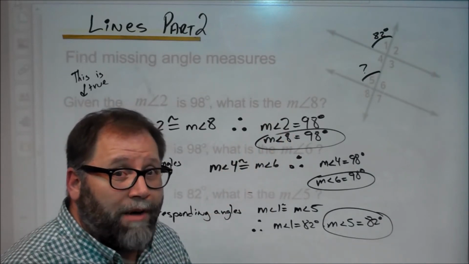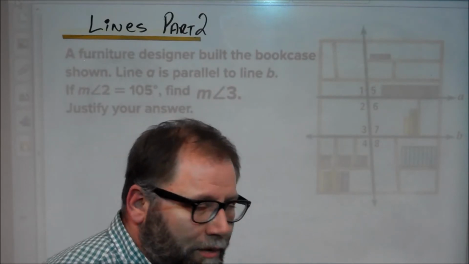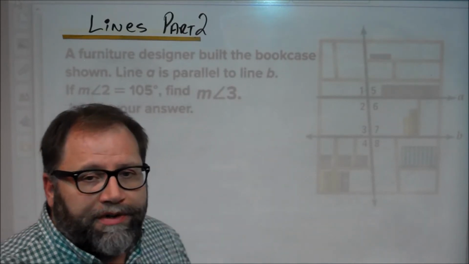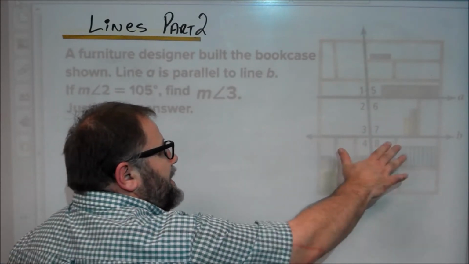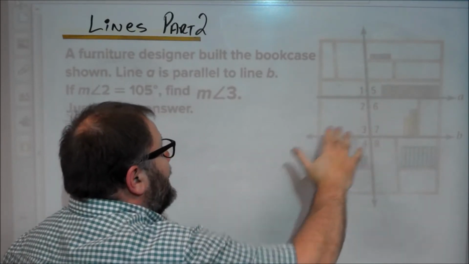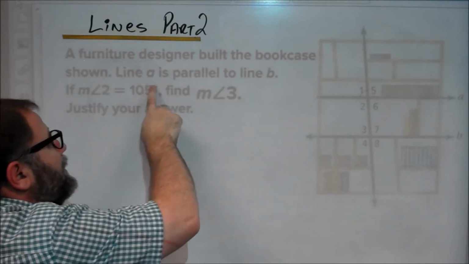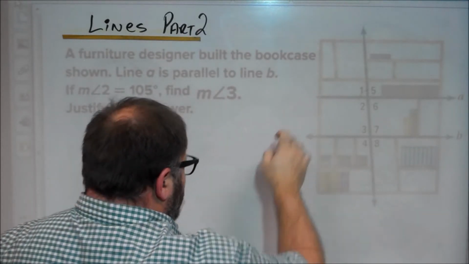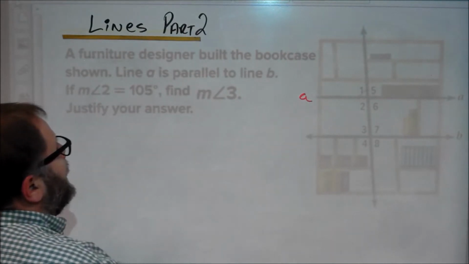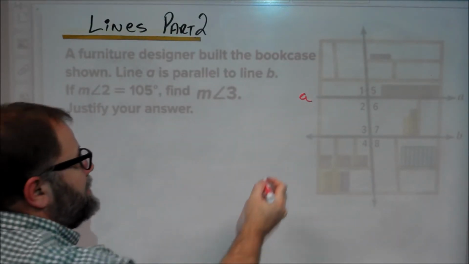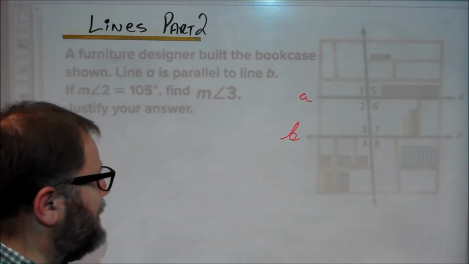Let's look at a real problem and see what that looks like. Here's a real world situation that we're looking at here, and we've got a bookcase that somebody made, and here's a transversal that cuts through two parallel lines, and we've got a furniture designer who built the bookcase shown. Line A, here's line A right here. You can mark it as cursive A. Is parallel to line B. Here's cursive B.